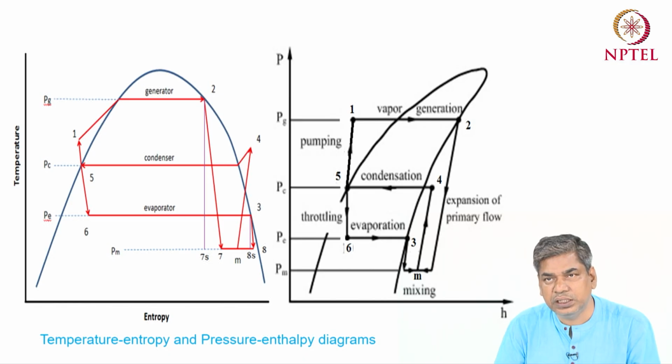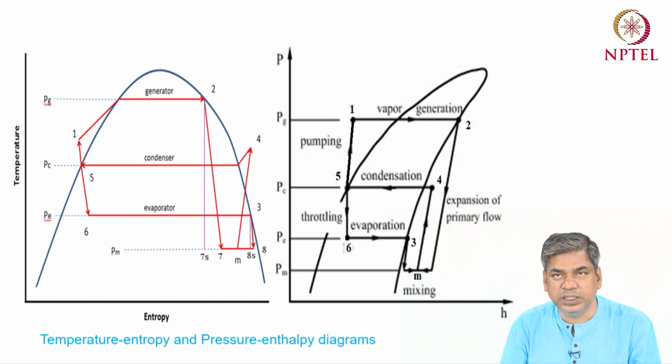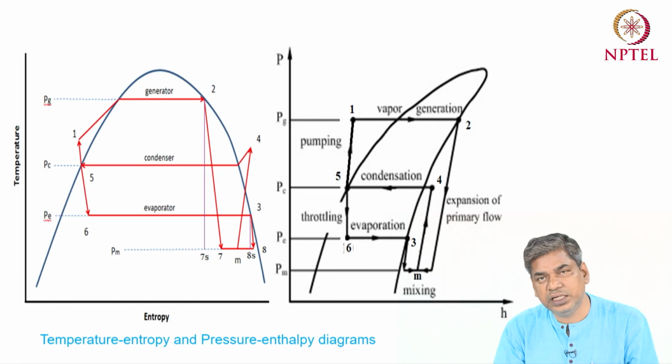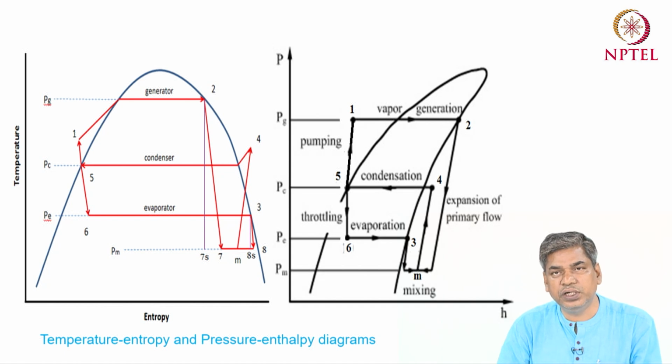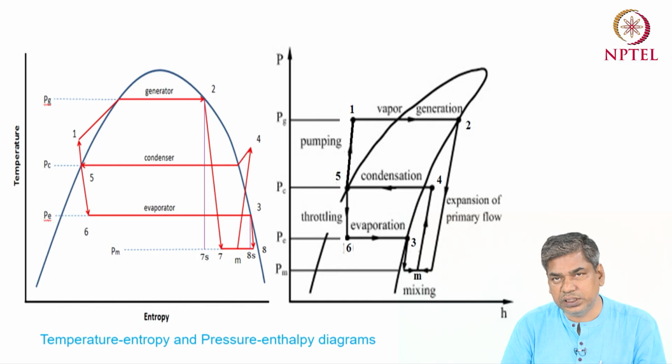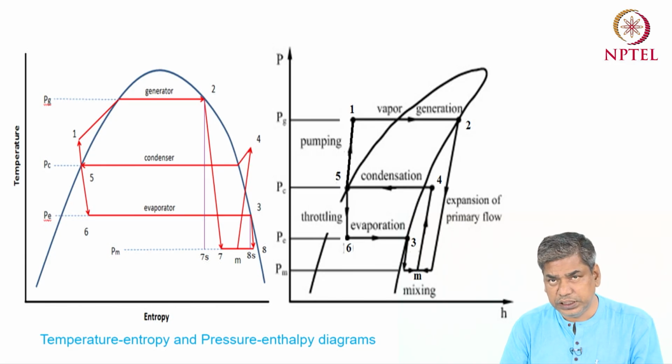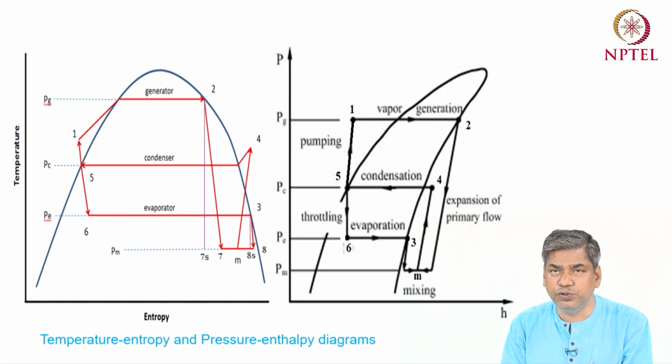So 3 is the secondary fluid inlet for the ejector, and at point 5, as I have already discussed, we can take it as a saturated liquid, and at point 5 the fluid is divided. One part goes to the evaporator, with mass flow m dot e. So 5 to 6 is the isenthalpic expansion process, and 6 to 3 is the isobaric heat addition process. On the other side, 5 to 1 is the adiabatic compression process in the pump, and then 1 to 2 is again the isobaric heat addition process in the generator.